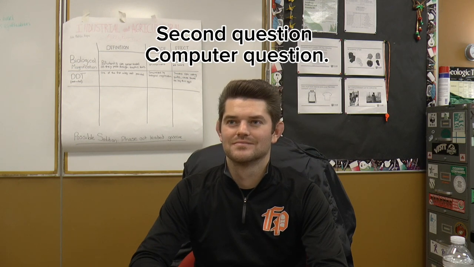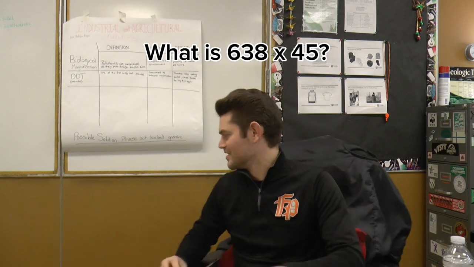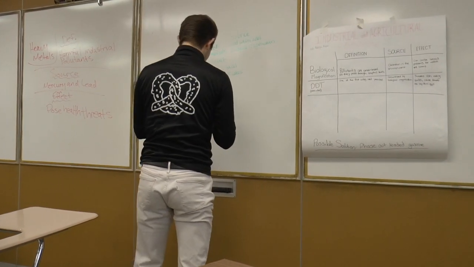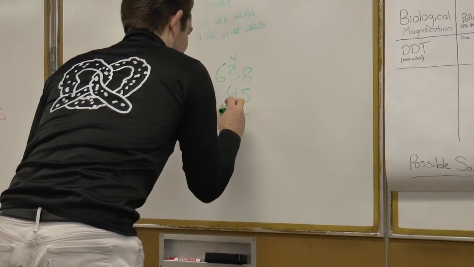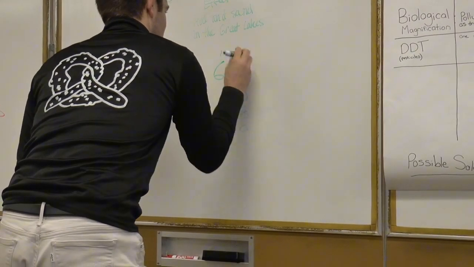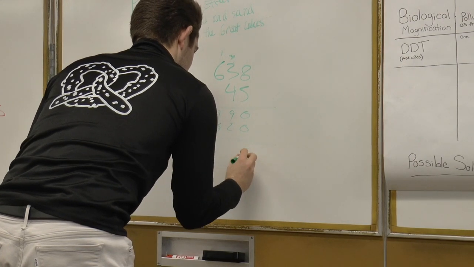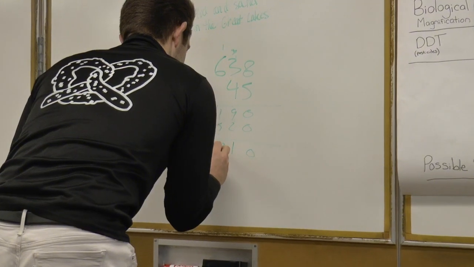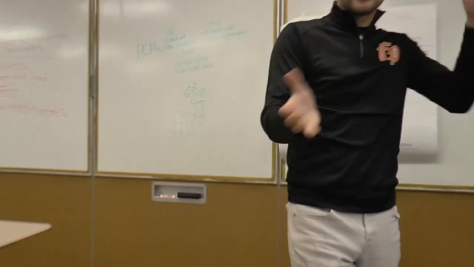Romeo and Juliet. Okay. Hamlet. Okay. Microsoft Excel. Times 45. You said 638? Yes. $20,710. You got 3 out of 3, right?